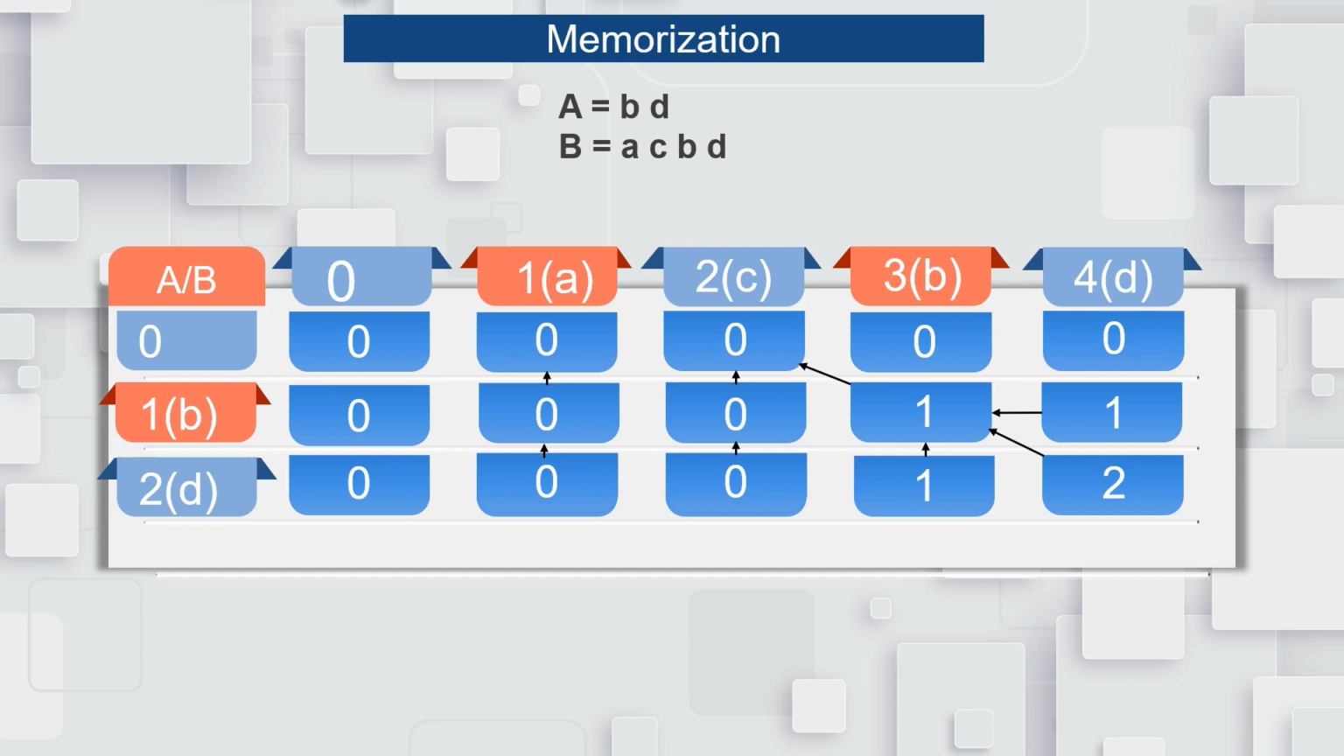Now, notice we have left an arrow in the matrix. What is that arrow for? That arrow is to determine what the longest subsequence is. To find the longest common subsequence, we just need to follow the arrow diagonally. Tracing back, we get BD, which is our longest subsequence.